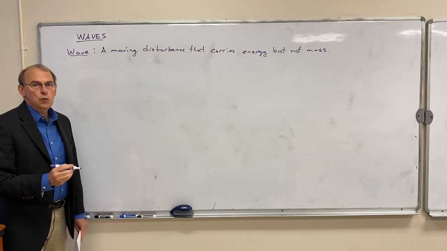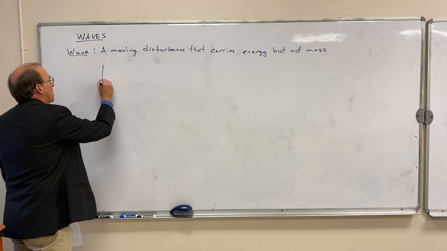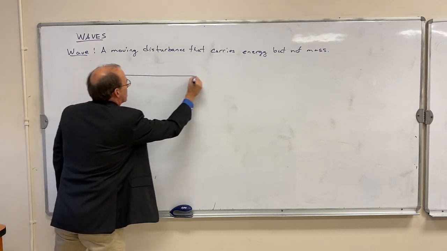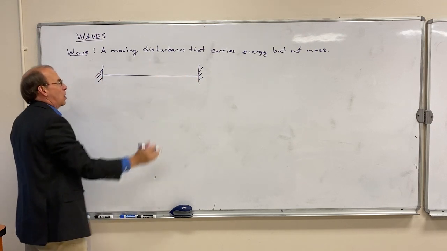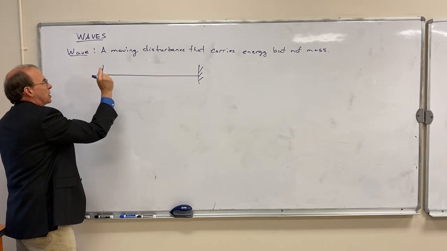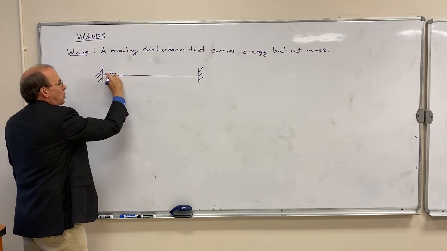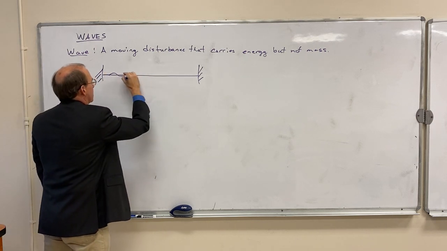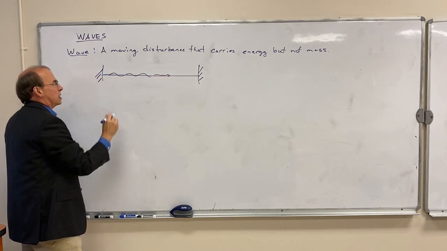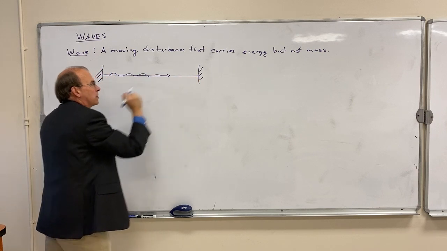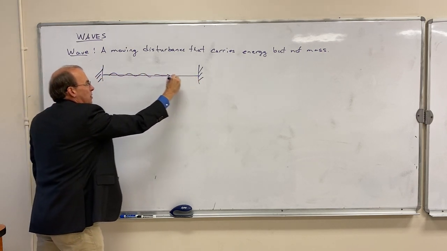A wave is a moving disturbance that carries energy but not mass. So suppose I have a string stretched between two walls, for example, and I pluck that string so that there's a wave that travels down it. So this wave might travel along down the string. So it moves along the string like that. Only the wave travels down. Only the disturbance goes down the string.